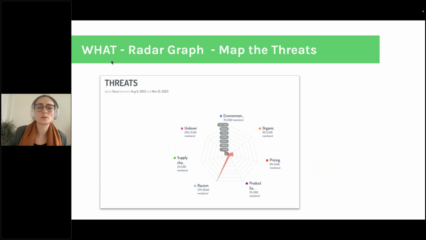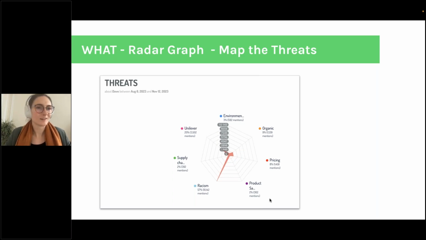Also it can be interesting to have a look at the radar graph. So here we have mapped all the threats that we detected at the beginning, and we see here that the current crisis represents now the biggest dimension. So it gathers most of the conversations, so it has a higher impact at the moment compared to the other threats.